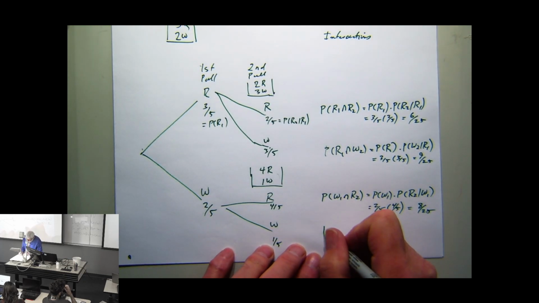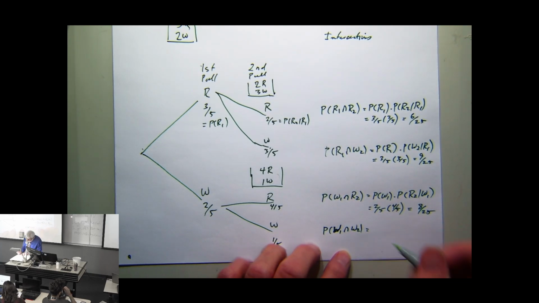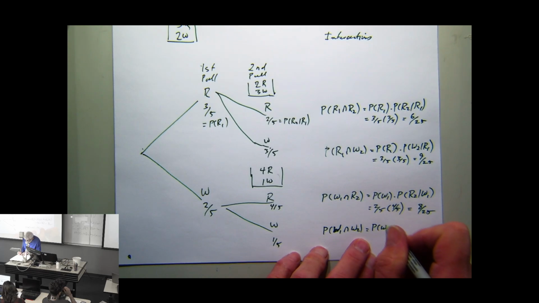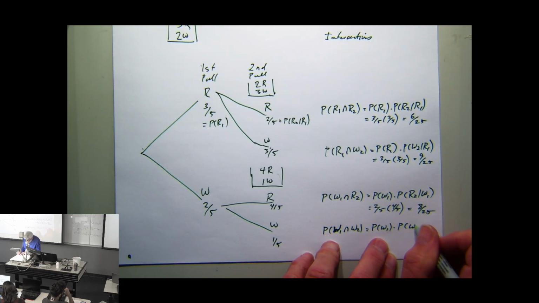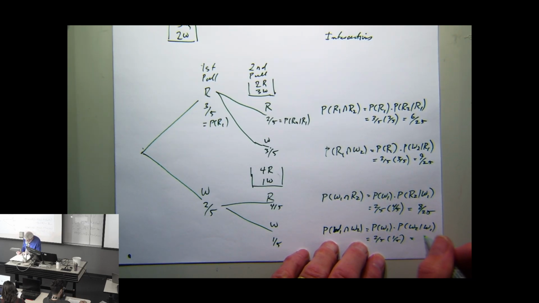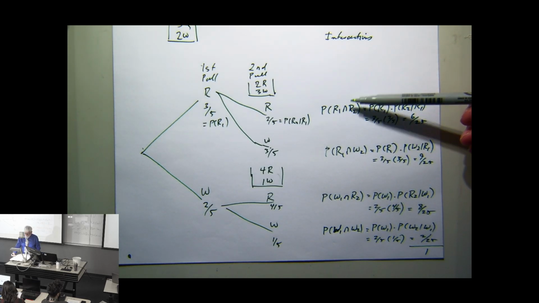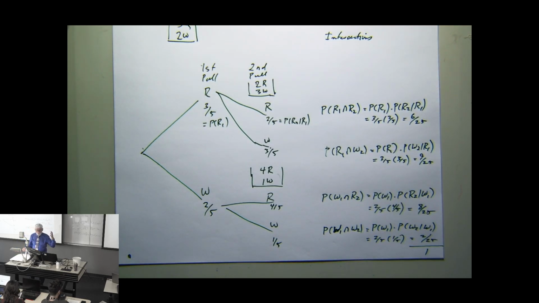If you wanted to work out the final one, let's just work out the final one. White on the first intersected with white on the second is the probability of white on the first times the probability of white on the second given white on the first, which is 2/5 times 1/5 equals 2 out of 25. Those intersections add up to 1 as they must, because they are 4 mutually exclusive or disjoint events that are also exhaustive of the sample space.